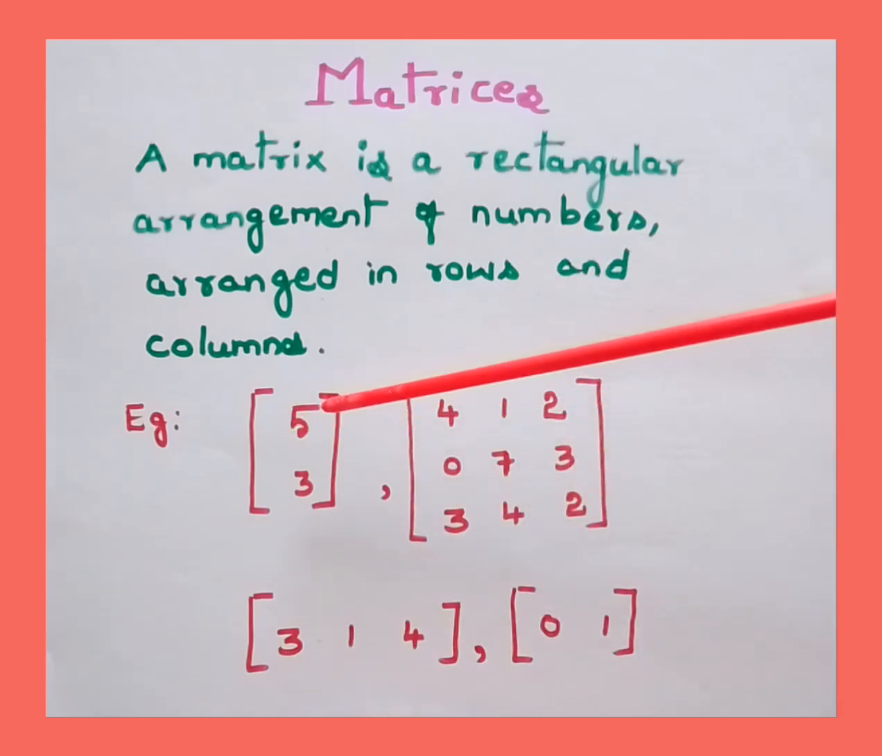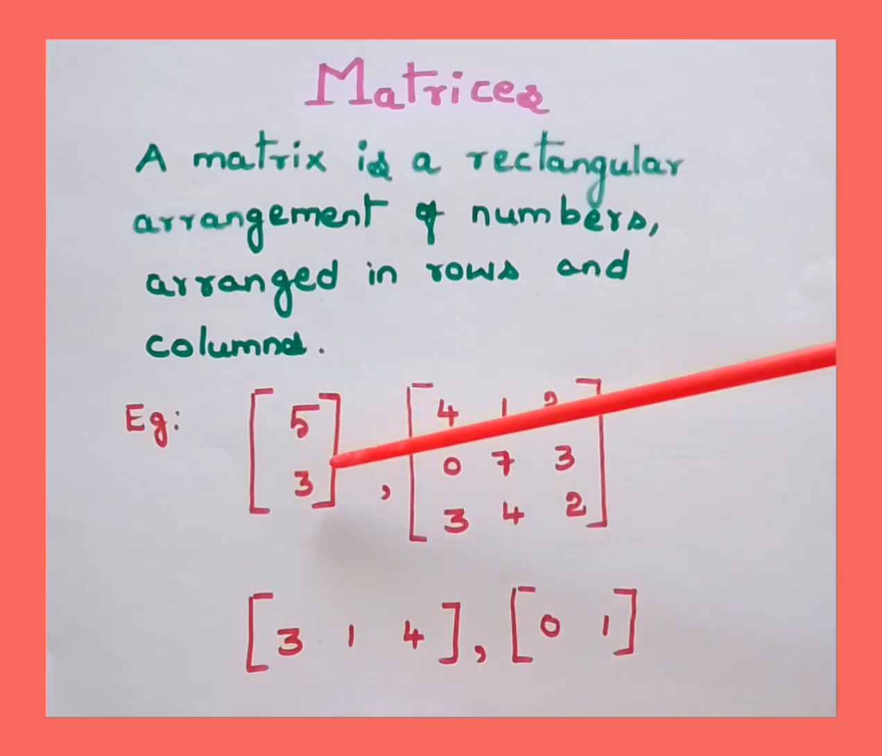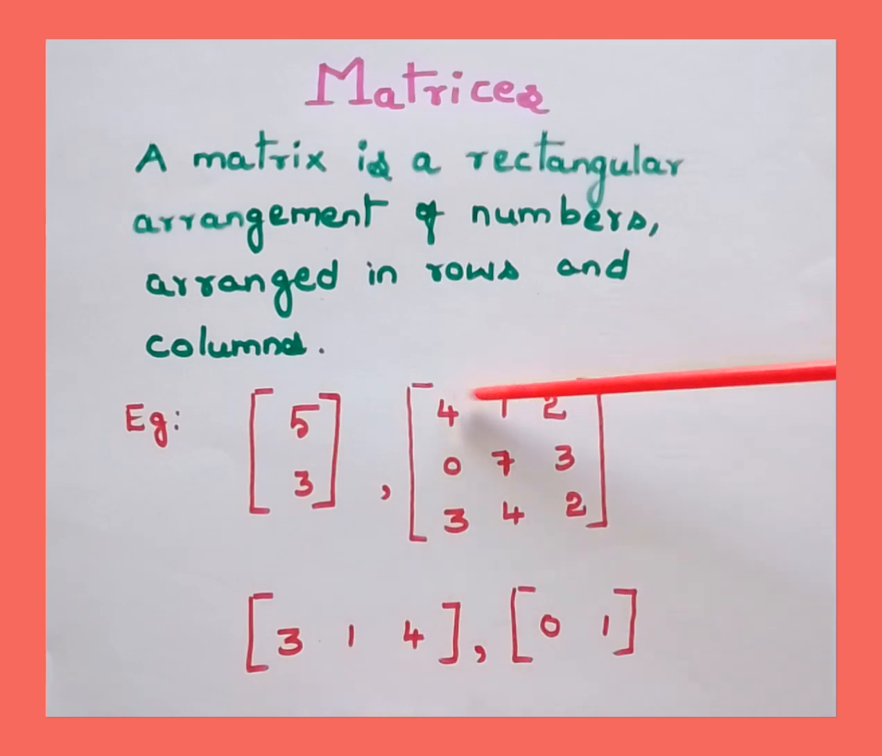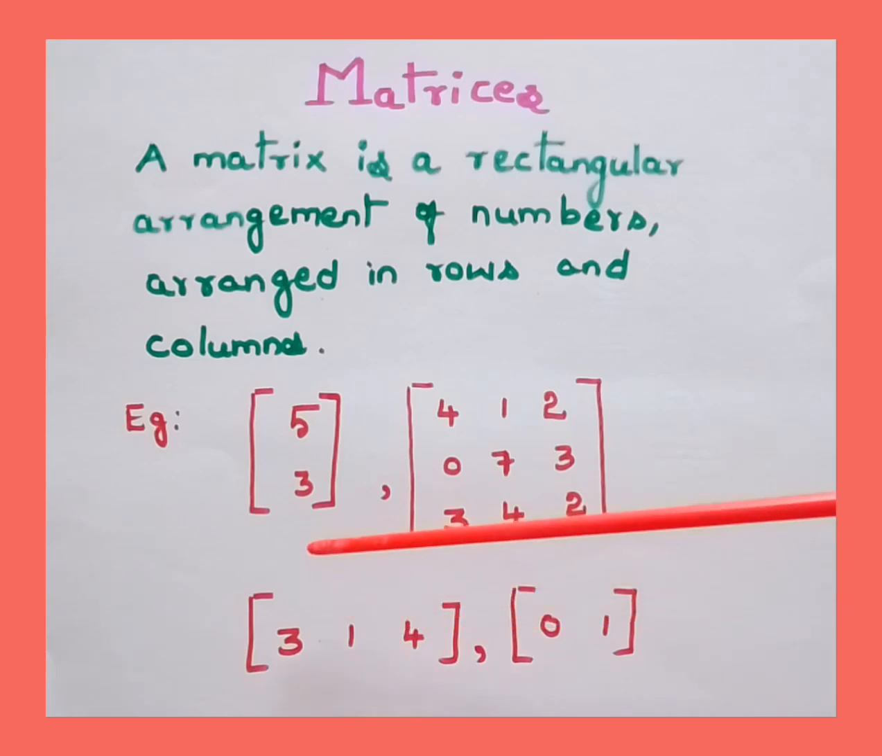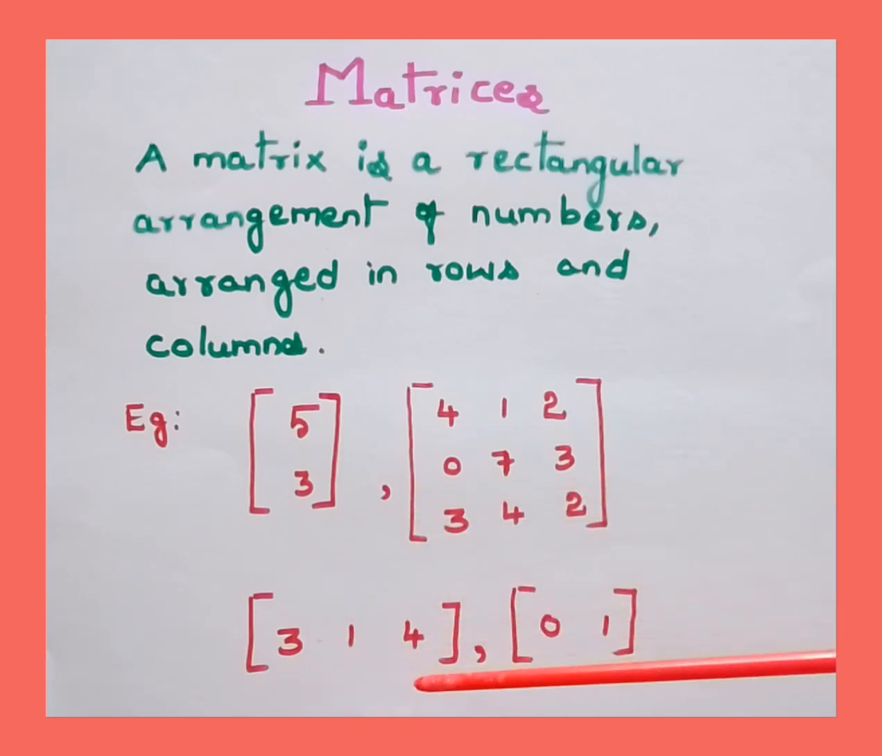In the first matrix, how many rows does it have? Only 2 rows and 1 column. Here 1, 2, 3 rows and 1, 2, 3 columns. Here only 1 row and 3 columns. 1 column, 2 columns, 3 columns, and 1 row, 2 columns. So this is an example of matrices. Okay.